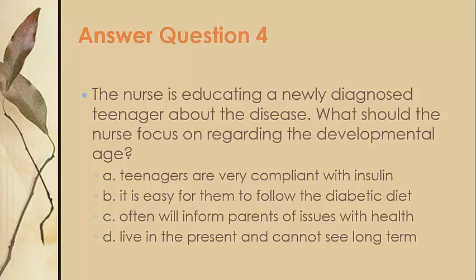As we look at the answers to question 4, what the question is asking is, we have a teenager who is diagnosed as diabetic, and we need to focus on the developmental age. Teenagers are very compliant with insulin. Well, we know for a fact that teenagers can use insulin as a threat with parents. I'm not going to take my insulin unless I can do this, and it's going to be all your fault. So that we know is not a focus.